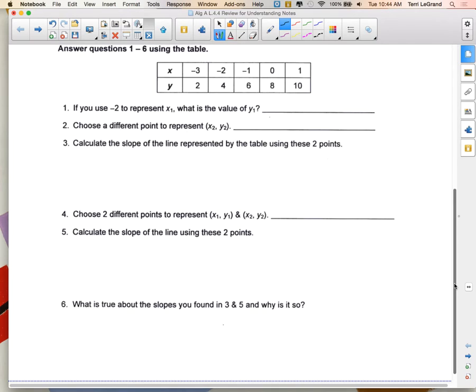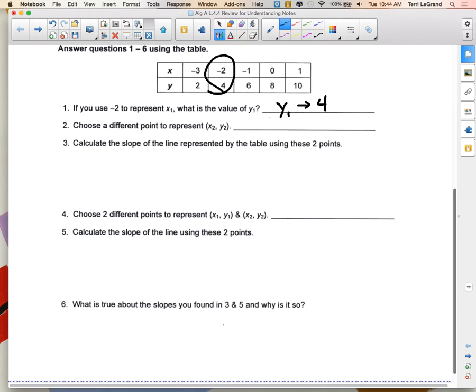Number 1, if you use -2 to represent x, so from that table, we'll find -2 for x sub 1. If you use -2 to be your x sub 1, would you fill in what is the value of y sub 1 then? You're going to choose x sub 1 to be -2, then what does y sub 1 have to be in this situation? Has to be 4, okay? So y sub 1 has to be 4, because basically we're talking about that ordered pair right there, aren't we?